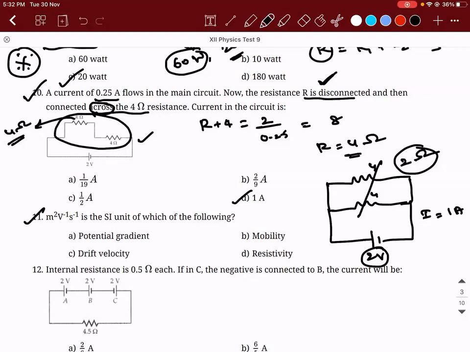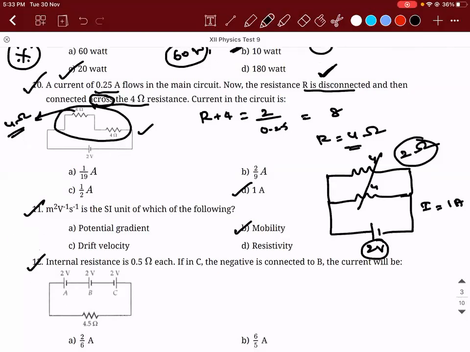11th one. This is a theory question. Meter, volt, inverse, mobility. So what is the formula for mobility? It is the drift velocity per unit electric field. So how much is the drift velocity that is caused when you apply a unit electric field?